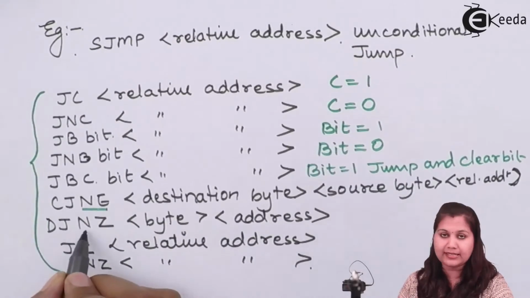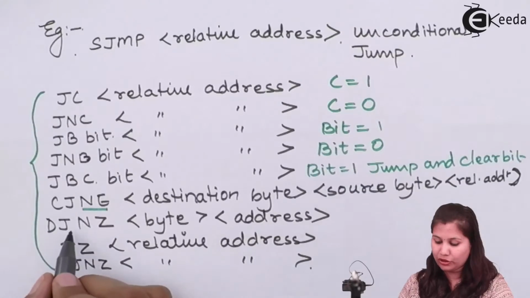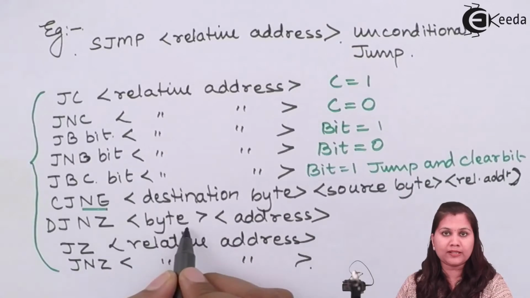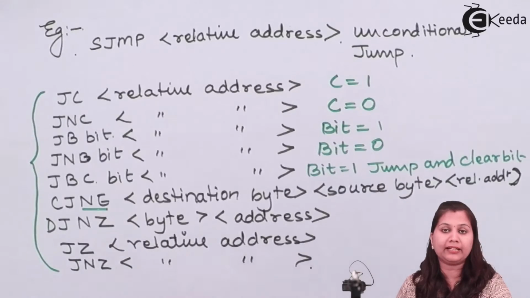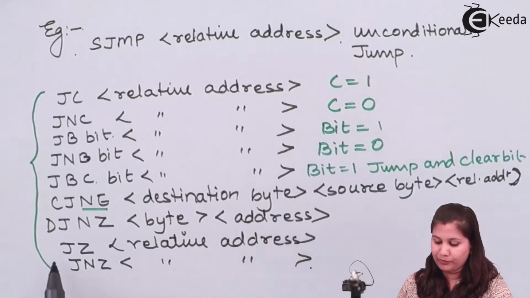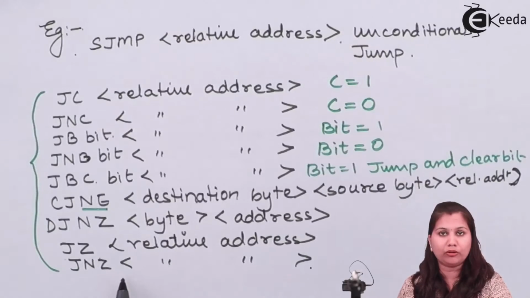Then DJNZ means decrement and jump when it is not equal to 0. So the byte is given to us, we have to decrement this byte, and if this byte is not equal to 0, then it is going to jump to the relative address. Jump on 0 and jump on not 0, it is according to the result.